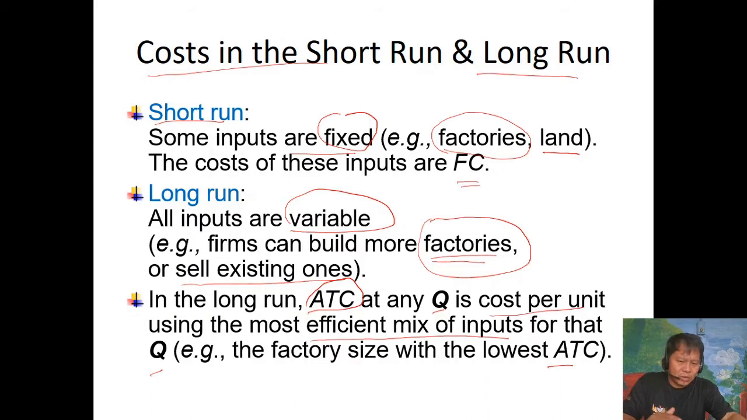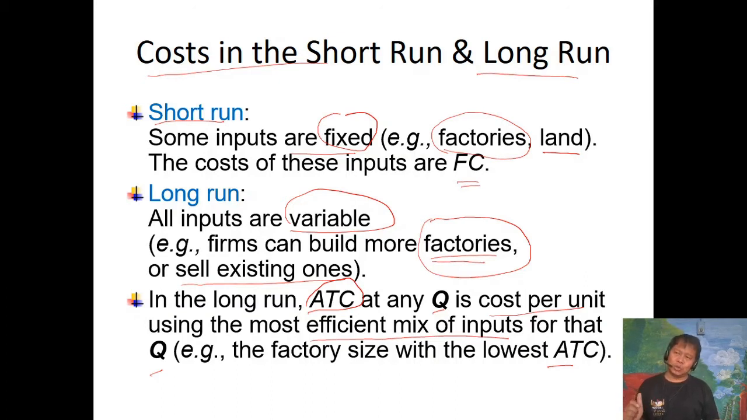The average total cost is the cost per unit of output using the most efficient mix of inputs. So a mix of inputs could be land, it could be fertilizer, it could be labor. So anything that could be considered as inputs for production. Okay. So again, average total cost at any quantity being produced is the cost per unit of that output.